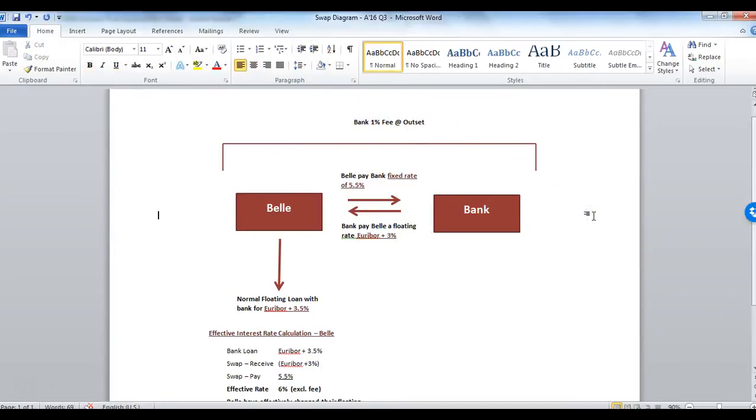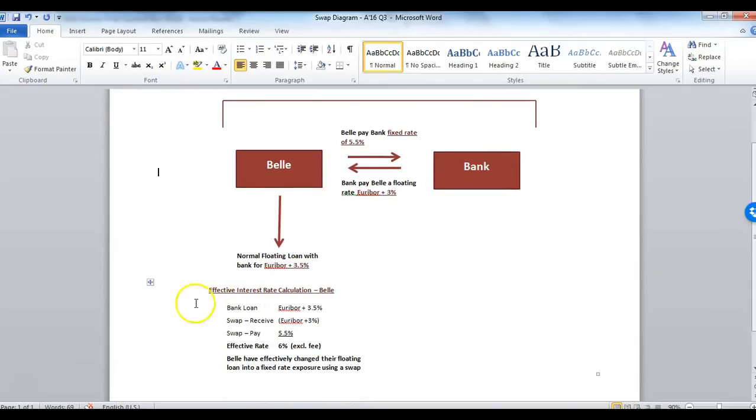So the key point we want to figure out is, well, what's the net impact overall? What does that mean for Bell in terms of a net interest rate cost? And what essentially you have is what I've done down here. So don't be afraid to pause this now and make sure you can work through each of the steps. So the effective interest rate calculation. So Bell, remember, the loan is separate to the swap. So you have to pay the interest on the loan, but you'll also have a separate arrangement, possibly with the same bank, or it could be with a different bank, to deal with the swap.